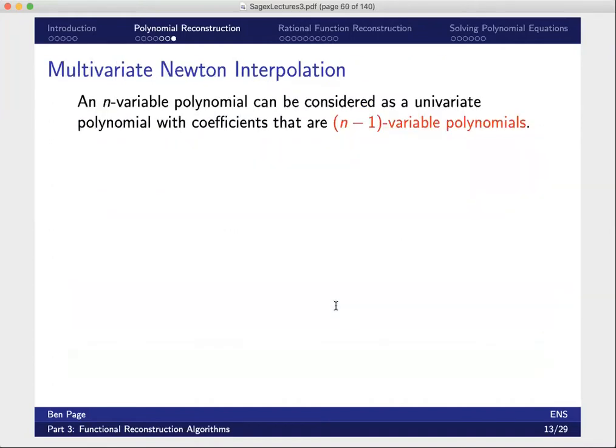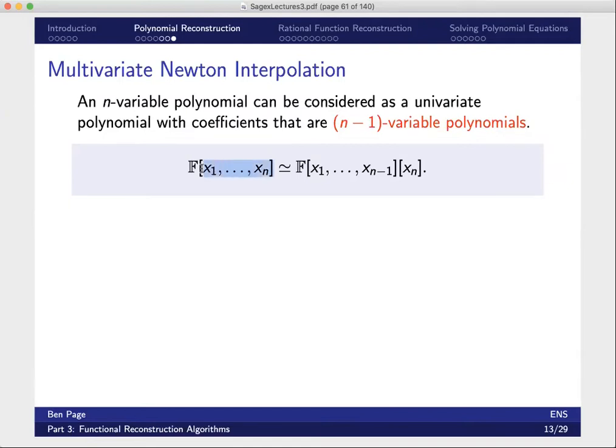Okay, so as I was saying, we might want to work with multivariate polynomials, and we may not know the degree there either. So how can we deal with this problem? Well, what we can do is look at an n variable polynomial as a univariate polynomial with coefficients that are n minus one variable polynomials. So using this polynomial ring notation, we can take our polynomial in n variables and work it out with coefficients in some field. If I, for example, just focus on xn, we can see this is a polynomial in xn whose coefficients are in the polynomial ring of n minus one variables.